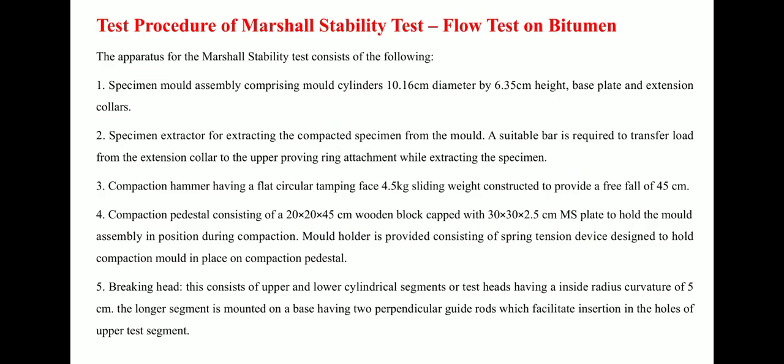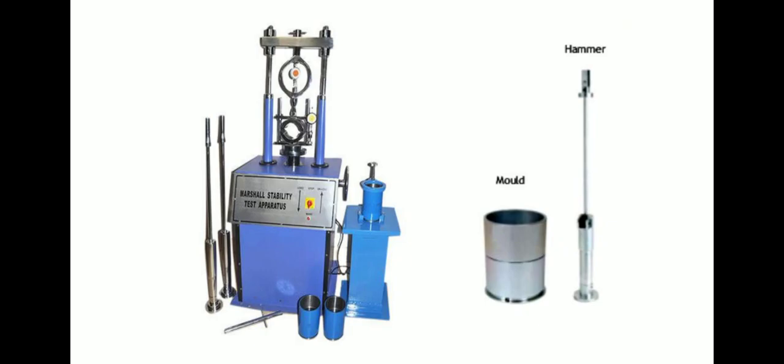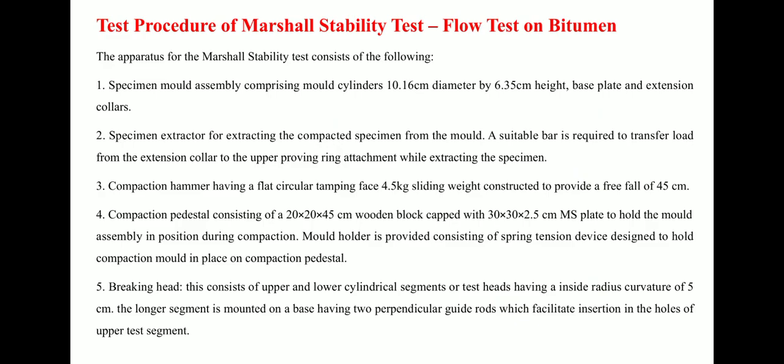The specimen mold assembly comprises the mold cylinder of 10.16 cm diameter and 6.35 cm height with base plate and extension collar. So here at the bottom you can see there is a mold along with the collar and base plate provided. A specimen extractor for extracting the compacted specimen from the mold is required. A specimen bar is required to transfer the load from the extension collar to the upper ring attachment while extracting the specimen. This entire procedure we are going to do in the transportation laboratory.